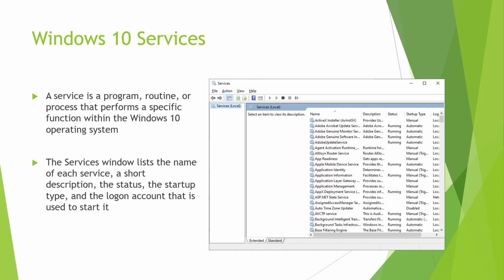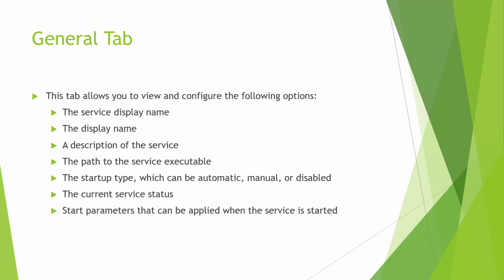Essentially, services are an action, program, routine, process, whatever, that doesn't necessarily need a user to interact with it. It doesn't even need a user to log in to have these services running. So the way services typically work is we have a General tab. This is where you view the configuration, like the name, display name, description, path, startup type, the current service status, and any special parameters.